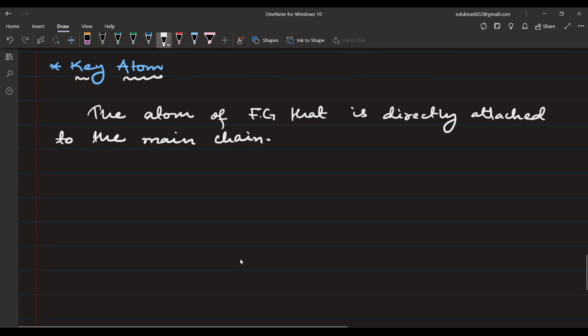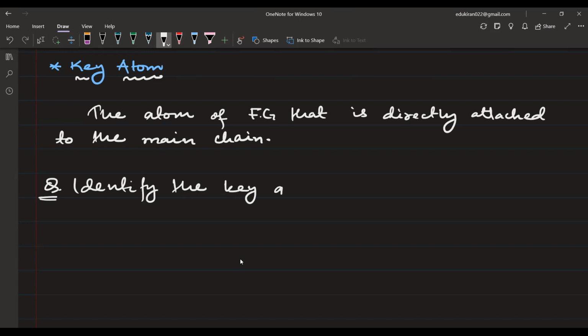For example, please write a question. Identify the key atom in following. तो की एटम के लिए पहले आपको पता होना चाहिए फंक्शनल ग्रुप क्या है, ठीक है ना? फंक्शनल ग्रुप में ही की एटम होगा. If you don't know what a functional group is, if you cannot identify what a functional group is, then you will not be able to identify the key atom also.